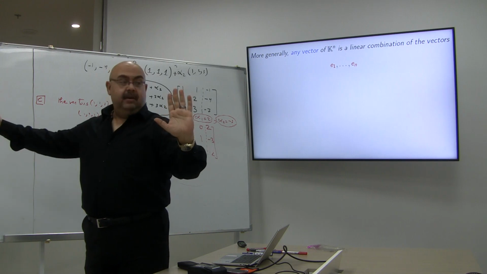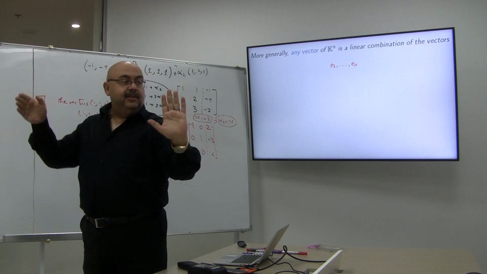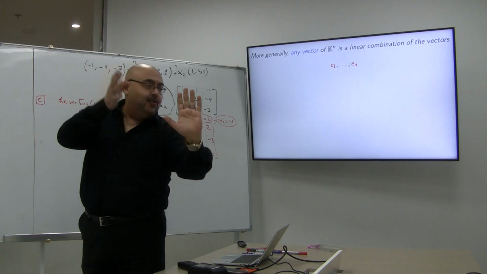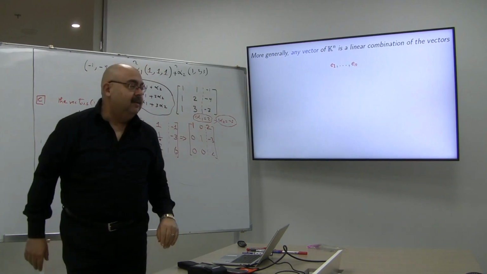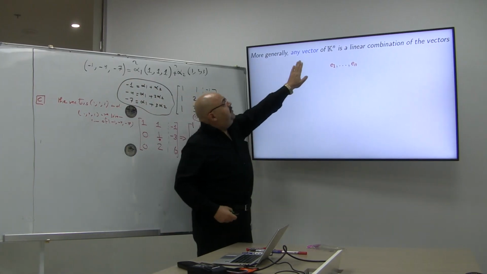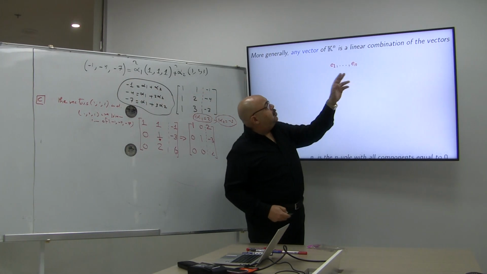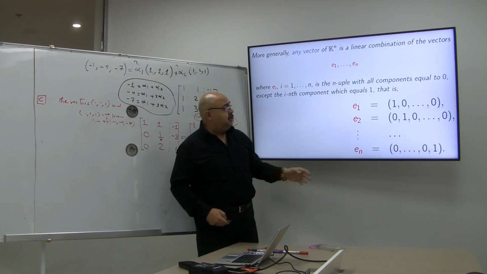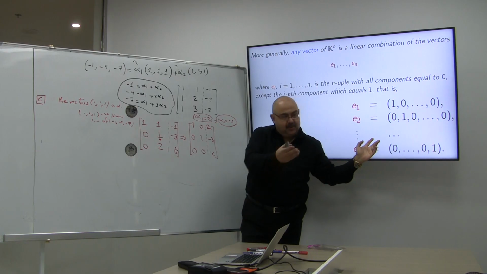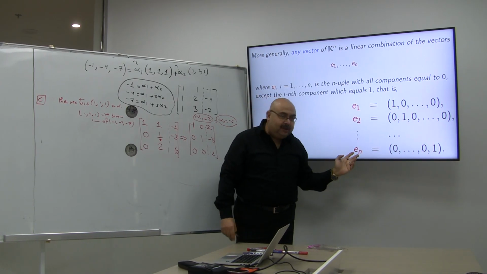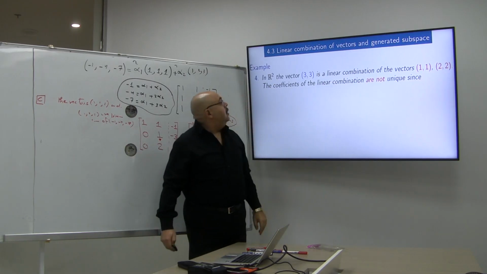I will multiply 1 by 1 and 4 zeros, then 2 by 0, 1, and three zeros, then 3 by 0, 0, 1, and 0, and so on. This is the statement here. So, more generally, any vector of Kn is a linear combination of the vectors E1 up to En. That's the general form, what I'm telling you about: E1, E2, and so on, up till you reach En.